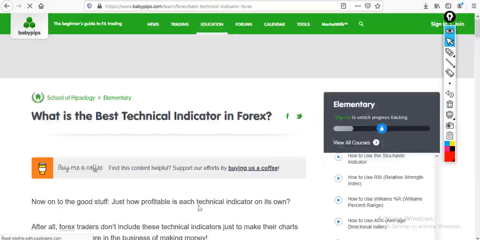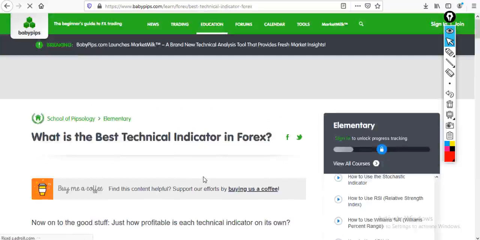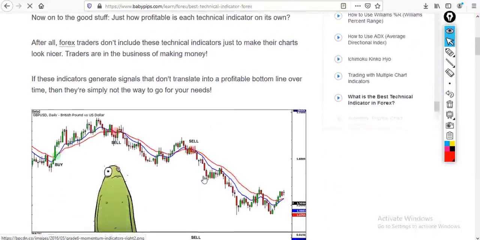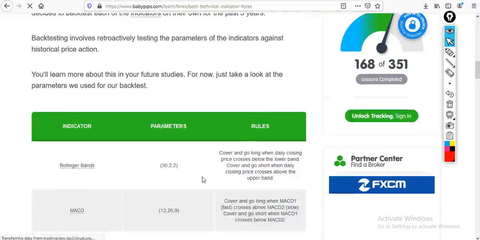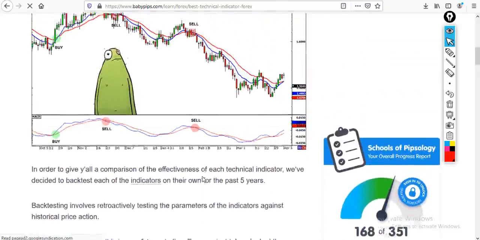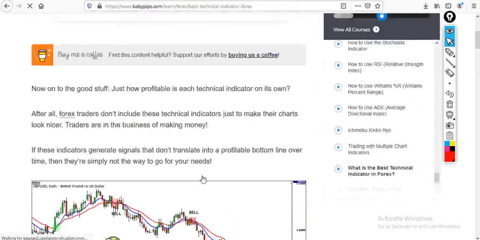Now, coming to the best indicator in forex trading, I can confidently tell you, my friend, that there is no best indicator in the forex market. All forex market traders know that indicators lag behind. So you just cannot stand on one particular indicator and say this is the best indicator I'm going to use. However, Babypips did a backtesting of indicators, and they came out with their findings.